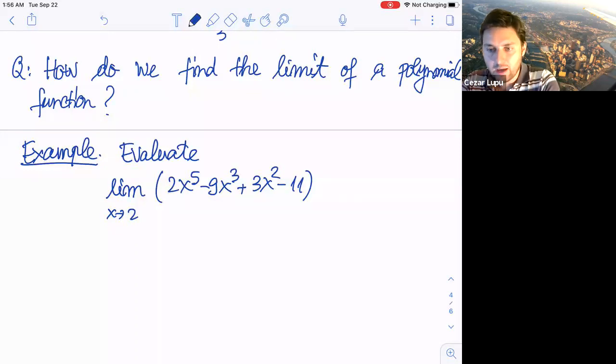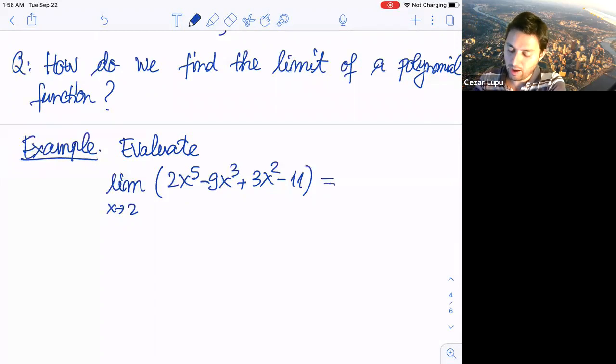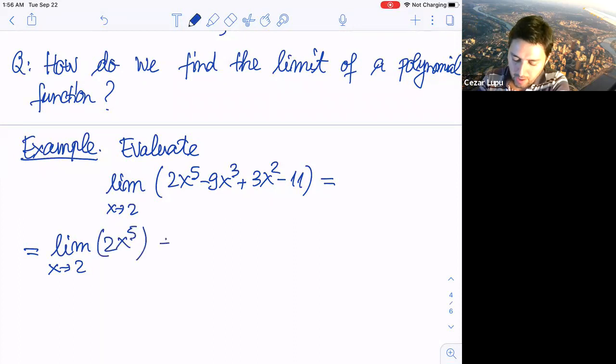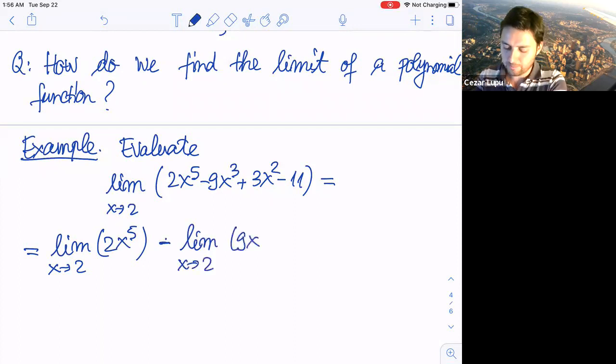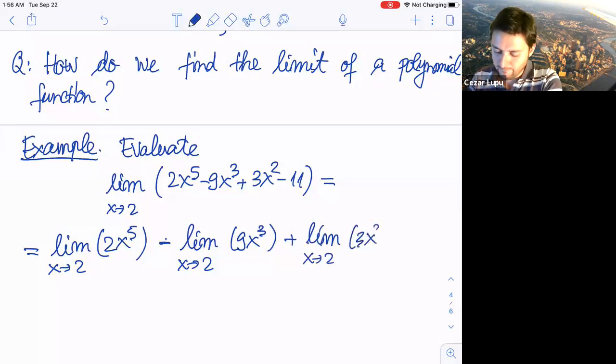Well, as you can see here, I have plenty of functions, but I can apply all the operations above at once, and we'll have the following. So this will be equal to the limit as x approaches, in fact, not at once, let's do it step by step. It will be the limit as x approaches 2 of 2x to the 5th, minus the limit as x approaches 2 of 9x cubed, right? Plus the limit as x approaches 2 of 3x squared, minus the limit as x approaches 2 of 11.